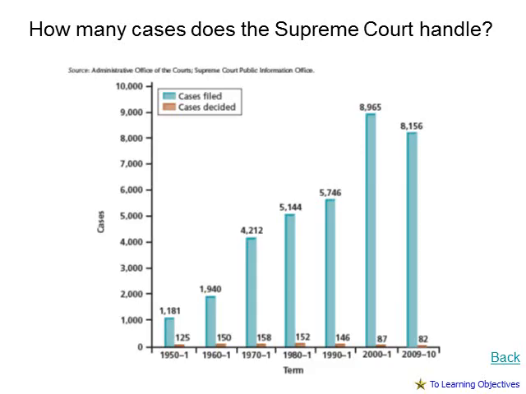How many cases does the Supreme Court handle? Cases filed versus cases decided. The little mark at the bottom is the cases they actually decide. Very few. 125, 150, 158, 152, 147, 87, 82. You get the idea.